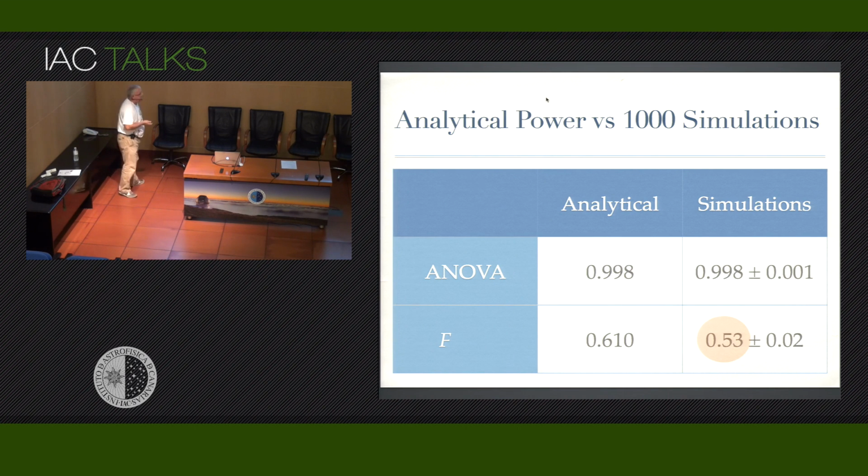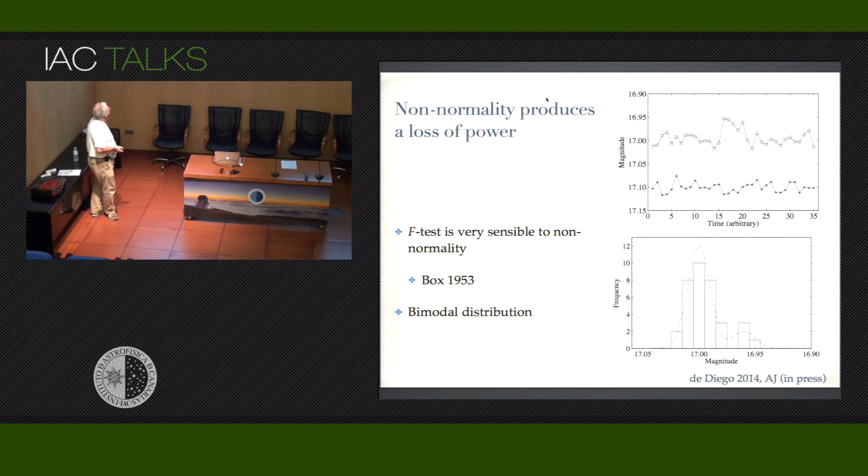So what happens here? What happens is that the F-test requires that your data is normally distributed. And if it's not normally distributed, you lose power. You have more type 2 errors than you expected. And this was shown by Box in 1953. And in this case, it's very simple because we have a bimodal distribution. The object doesn't vary here and doesn't vary here and only varies here, but all the errors are Gaussian, so you have 2 Gaussians. But 2 Gaussians is not one Gaussian. So it's a bimodal distribution, so you do not have a Gaussian, a normal distribution, and you have this loss of power.